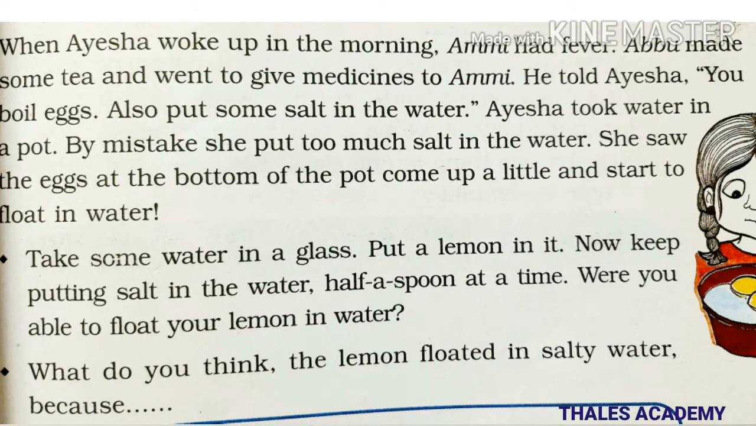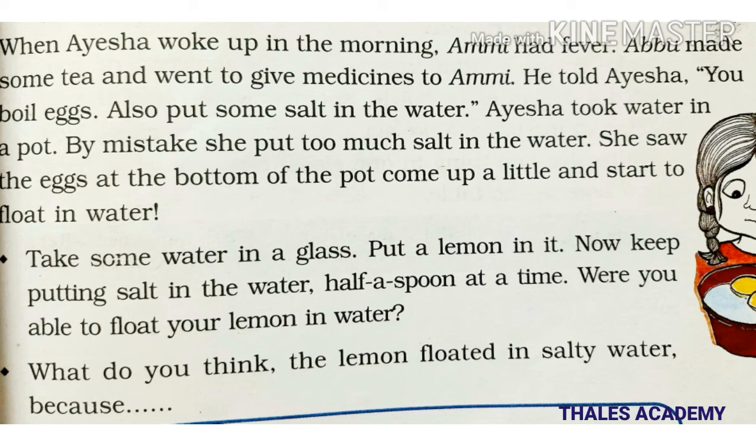When Ayesha woke up in the morning, Ammi had fever. Abu made some tea and went to give medicines to Ammi. He told Ayesha, "You boil eggs, also put some salt in the water." Ayesha took water in a pot. By mistake, she put too much salt in the water. She saw the eggs at the bottom of the pot come up a little and start to float in water.